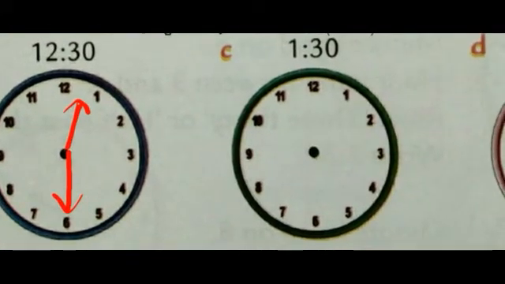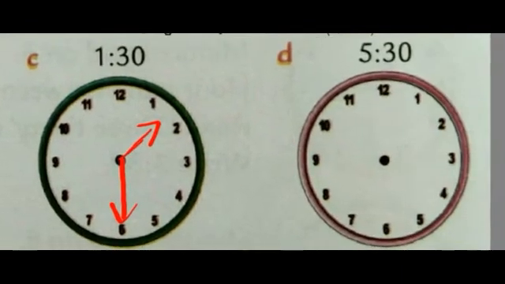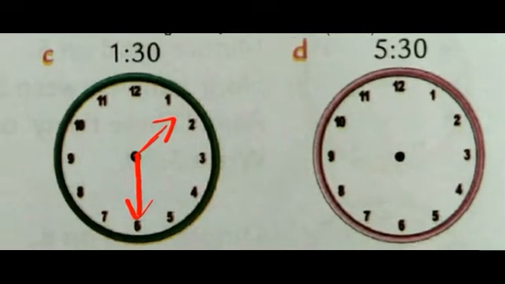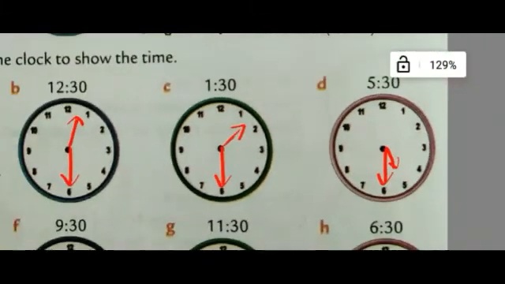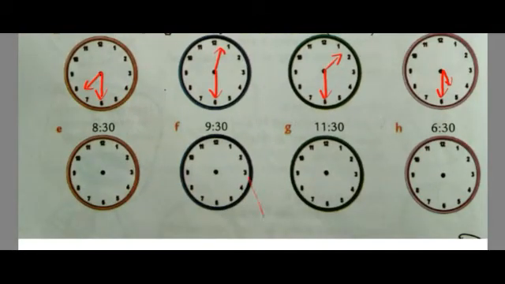Now see the next one. Here we need to show the time 1:30. Again, the minute hand will be at 6 only, and the hour hand will be between 1 and 2, like this. So it is 1:30. Now see the last one, sorry, fourth one. Time is 5:30. Minute hand will be at 6 and small hand will be between 5 and 6. Now scholars, I would like you all to try the remaining 4 as homework.